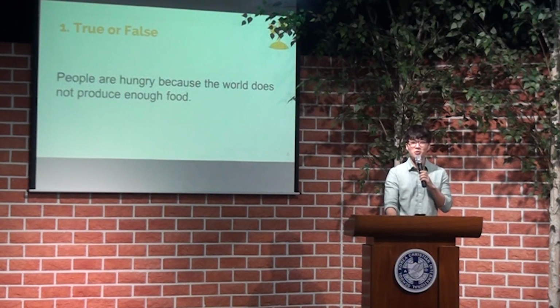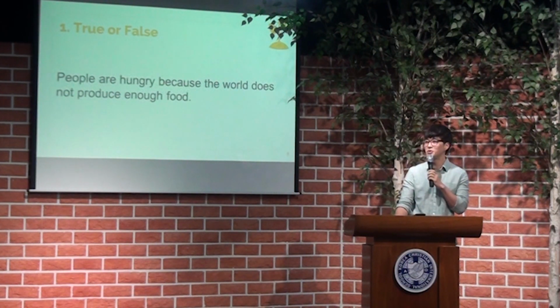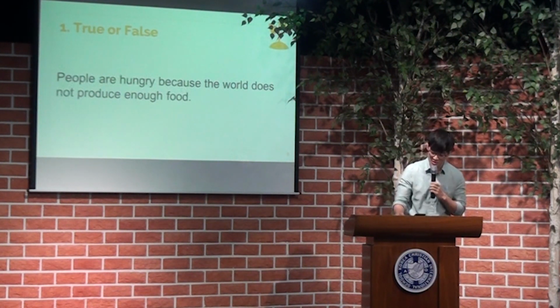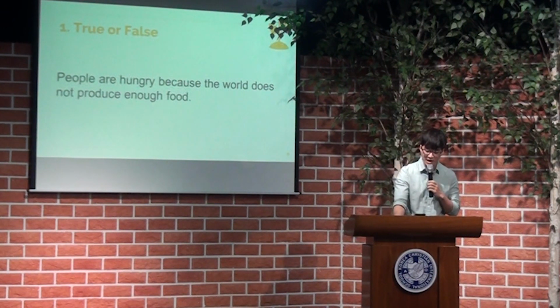Okay, so number 1, true or false? People are hungry because the world does not produce enough food. True or false? Are you sure? Okay, this is false. The world as a whole produces enough food to feed every person every day. In fact, enough wheat, rice, and other grains are currently produced to provide each person approximately 2,700 calories a day. Of course, this is excluding meat, beans, vegetables, and fish.